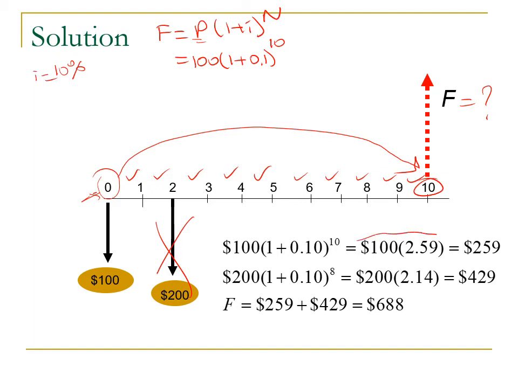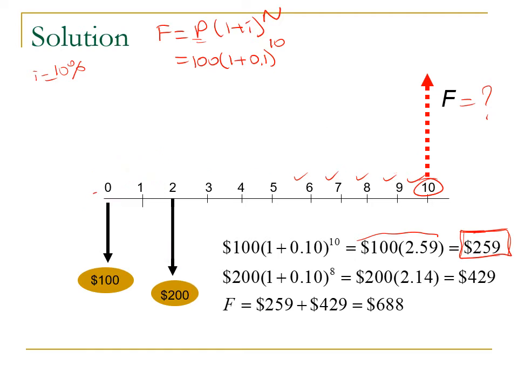Okay, and when you calculate this amount, the value of $100 at time 0 will be equivalent to having $259 after 10 years. But this is only the first part of the question. Now there is a second part. And the second part is we also deposit another $200 at time 2. Now forget about this value. We will find the future value of these $200 that we deposit at time 2.